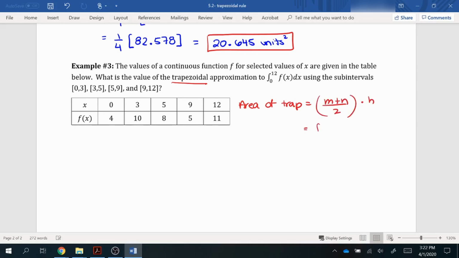Okay. Or f of x0 plus f of x1 over 2 times delta x. So for trapezoid number, this is what you'll get. Okay. So delta x, if you're doing one subinterval, is just x1 minus x0. So we're going to go through and do all of these.